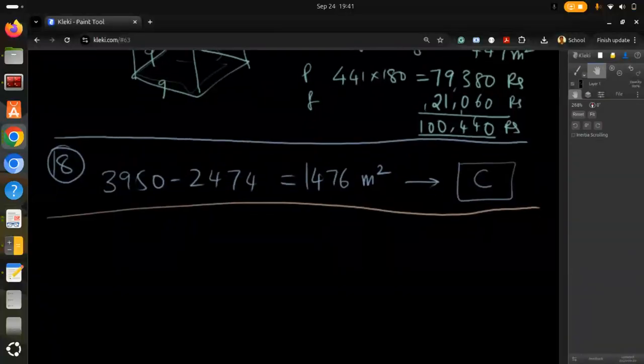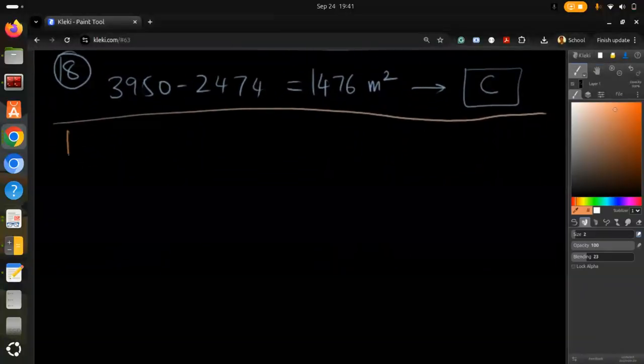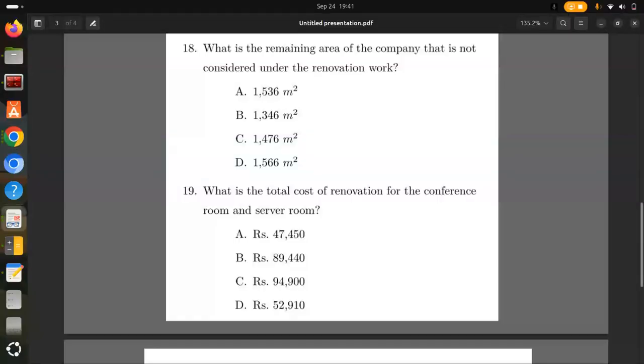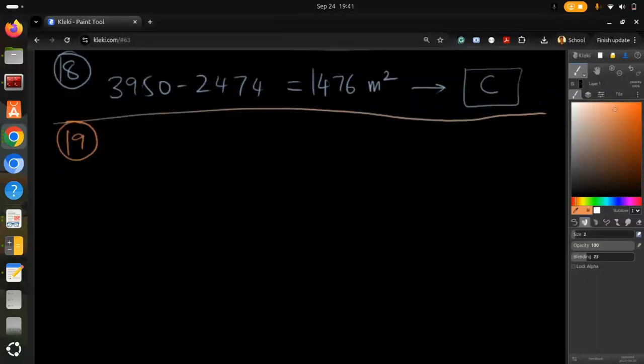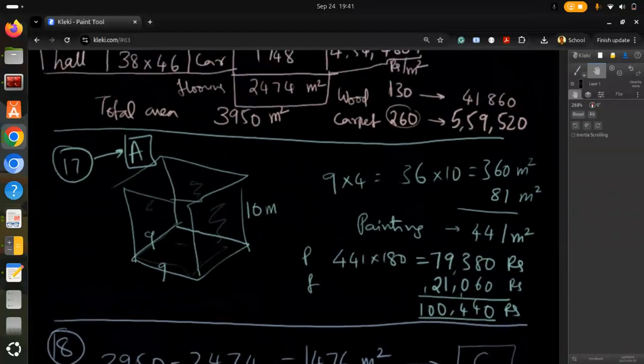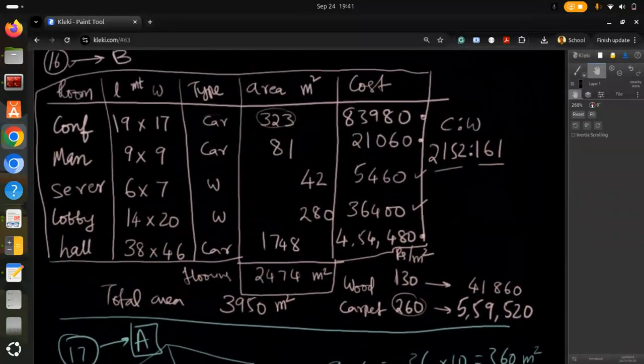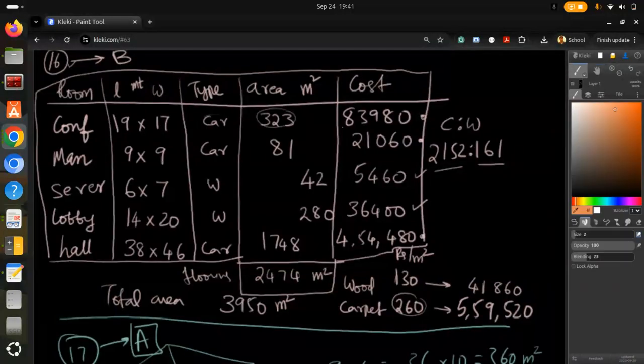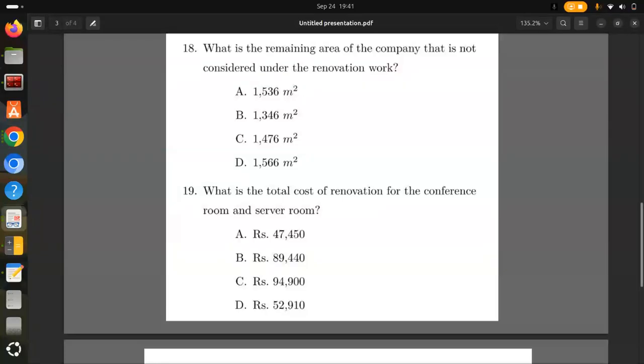Now let's come to question number 19. What is question number 19? What is the total cost of renovation for the conference room and server room? Okay, so again, let's use our table. The conference room is this one and the server room is this one. What is the total cost of renovation for the conference room and server room?